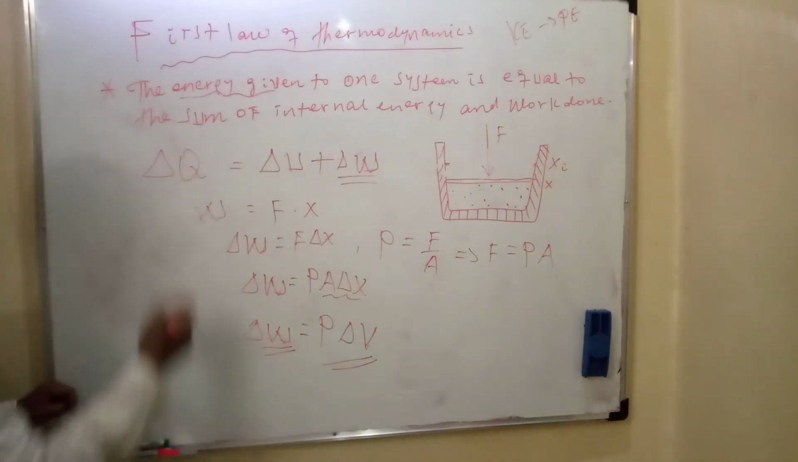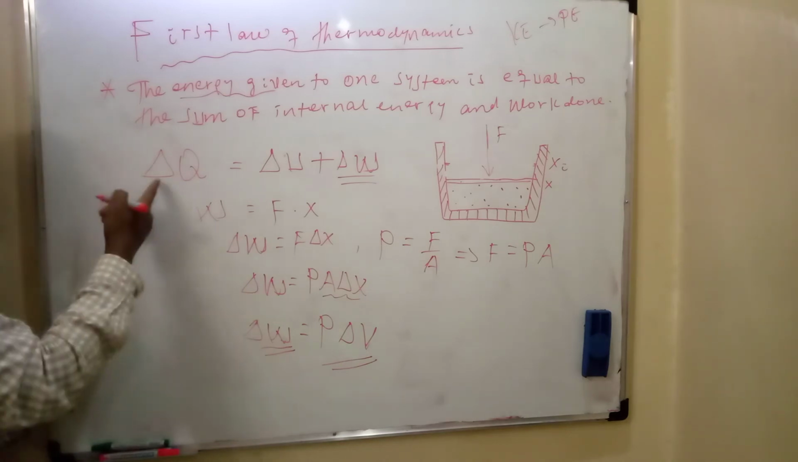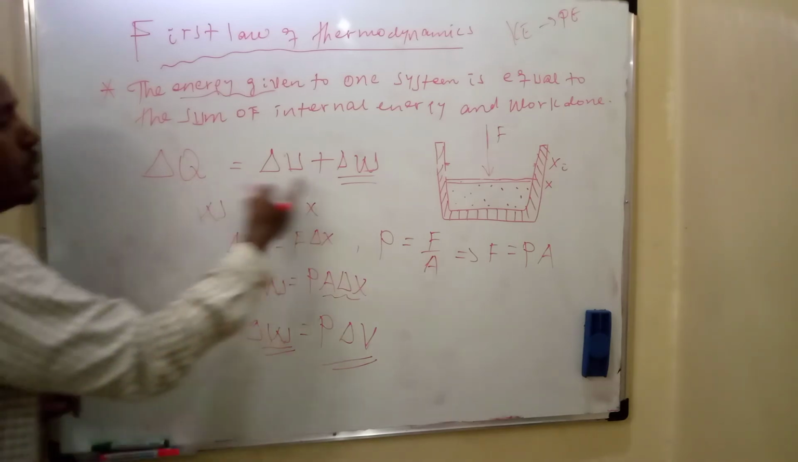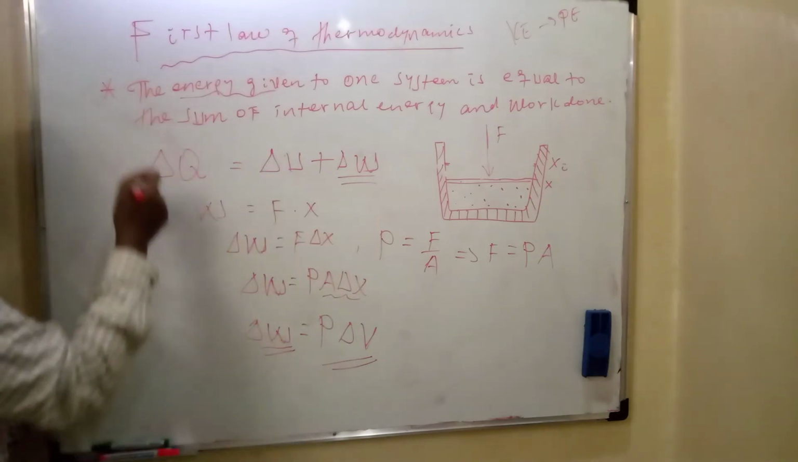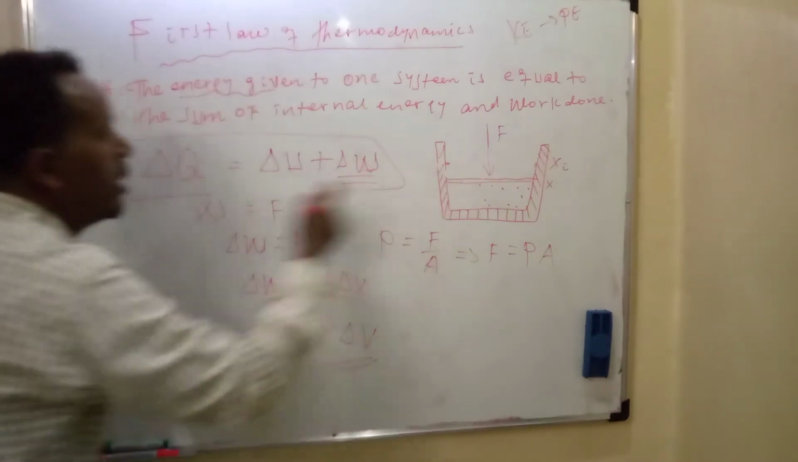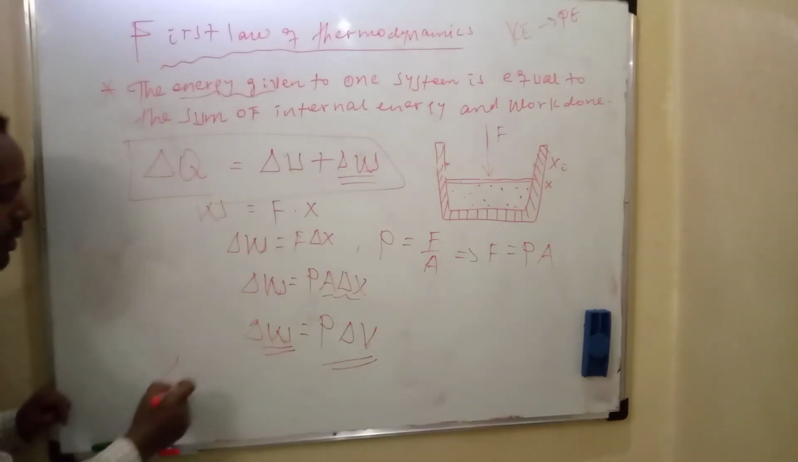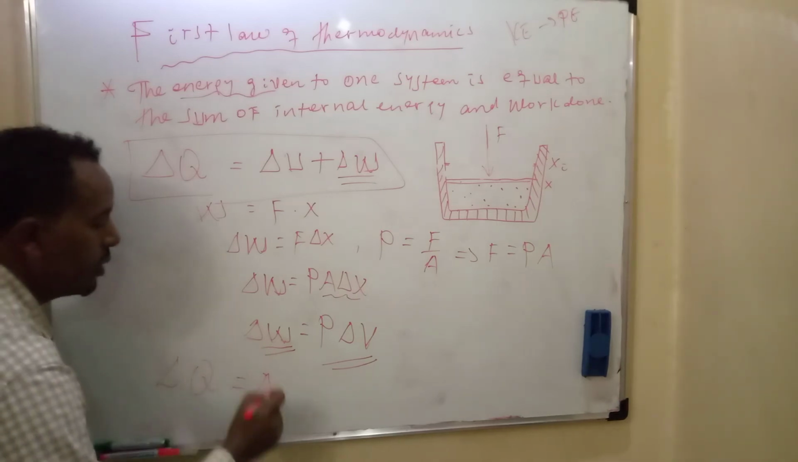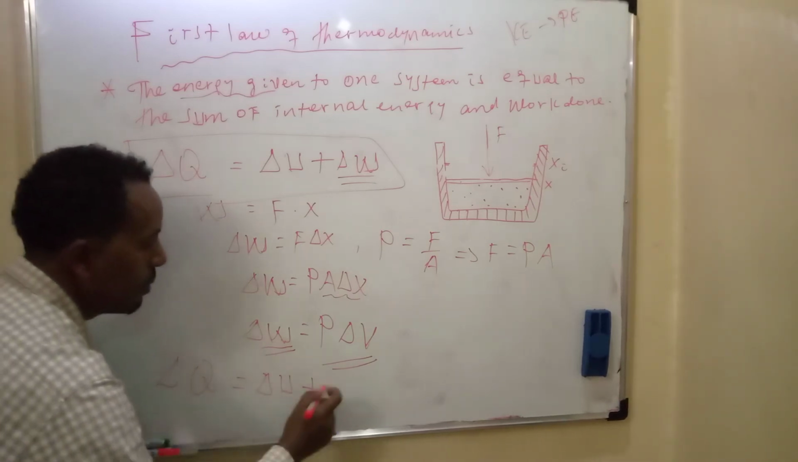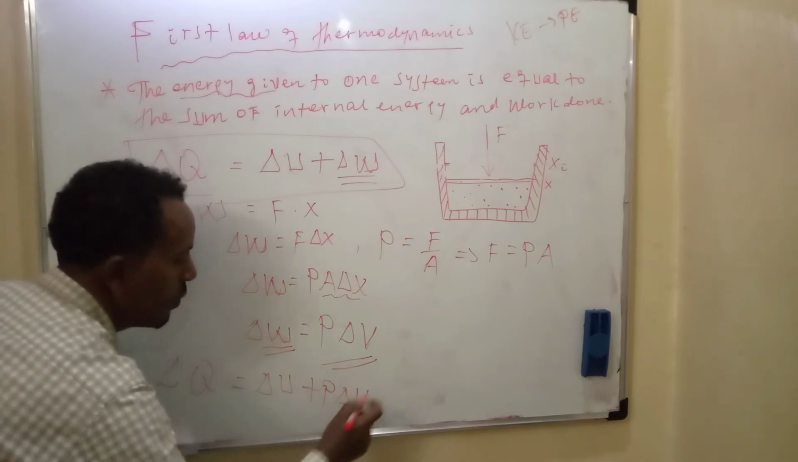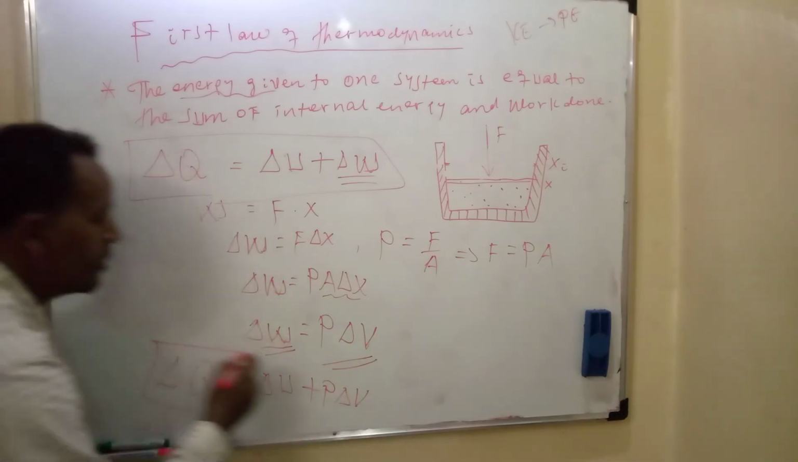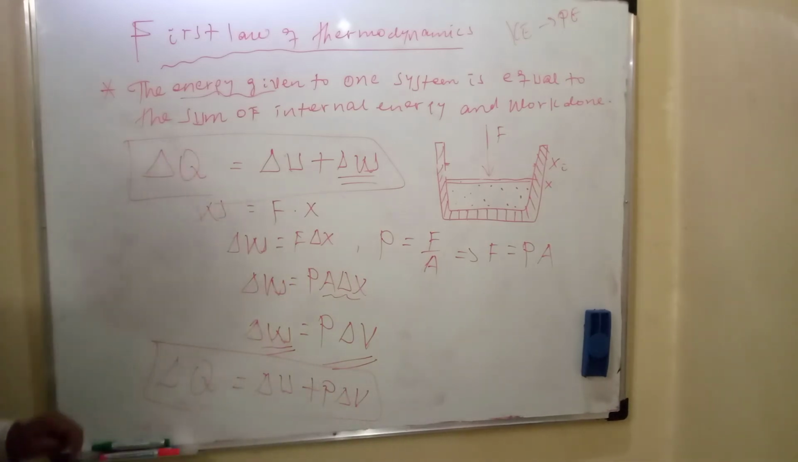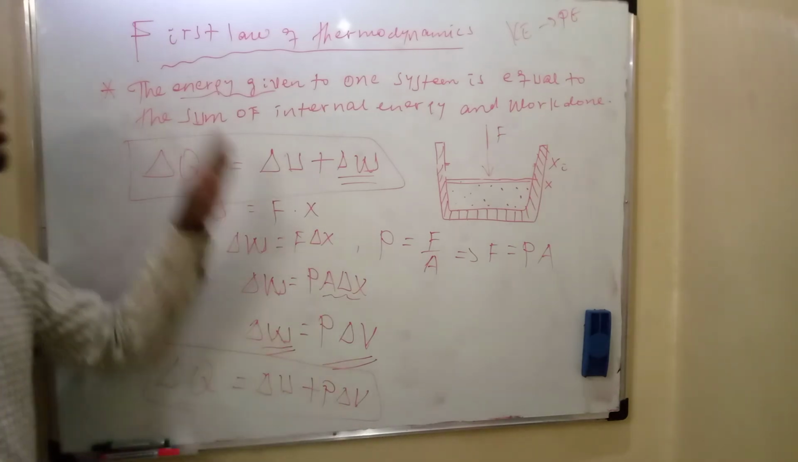So the famous expression of the first law of thermodynamics can be rewritten as heat given to one system, delta Q, equals delta U plus pressure times delta V. This is the famous expression of the first law of thermodynamics.